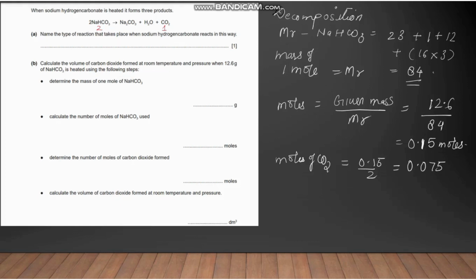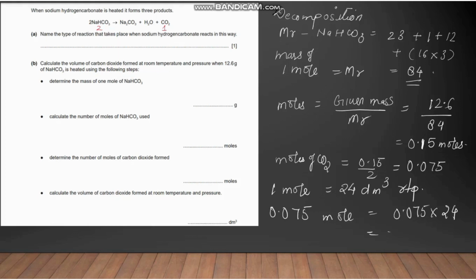And the last part is calculate the volume of carbon dioxide formed at room temperature and pressure. Calculating the volume of any gas, we know 1 mole of any gas has a volume of 24 decimeter cube at RTP, that is room temperature and pressure. We have 0.075 moles. So what will be the volume? 0.075 multiplied by 24, and the answer will be 1.8 decimeter cube.